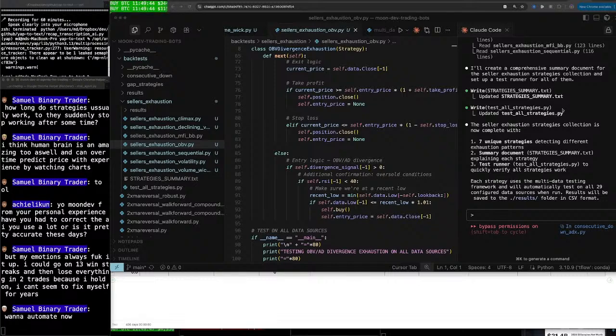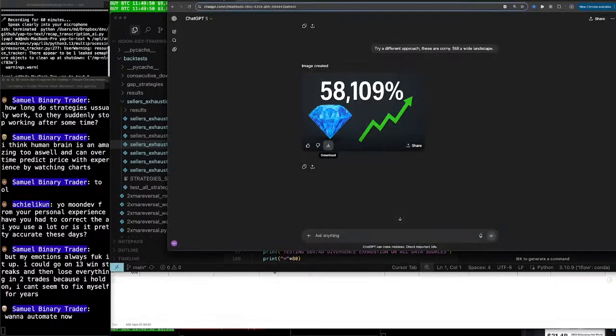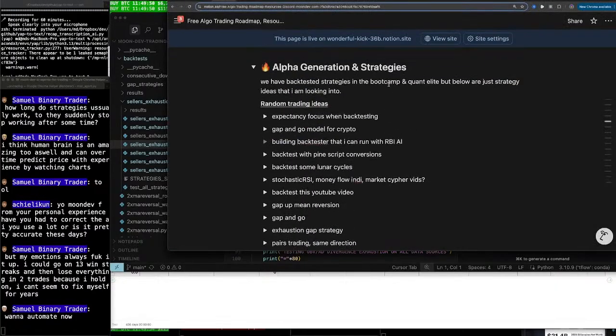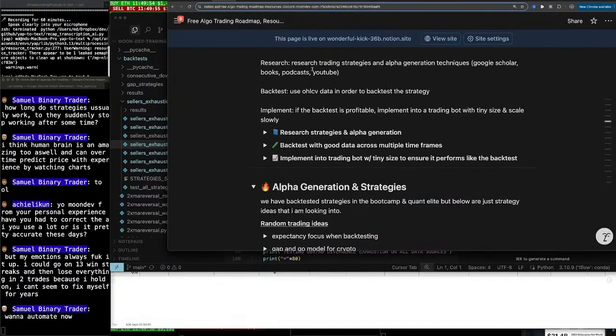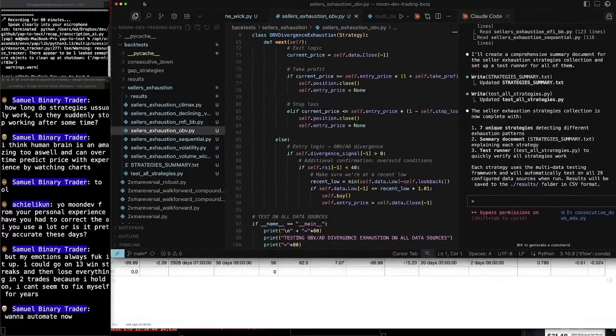I would definitely recommend automating because at the end of the day, it makes you face the facts. Like, does the strategy that you're trading actually work? Has it worked for the last 5 years? And if so, that's awesome because you can automate it.